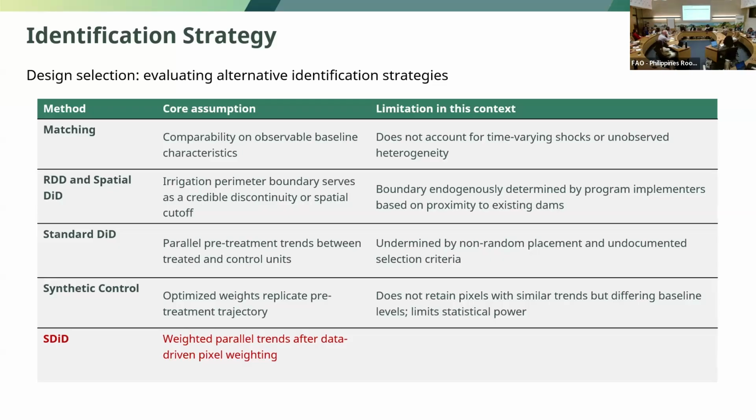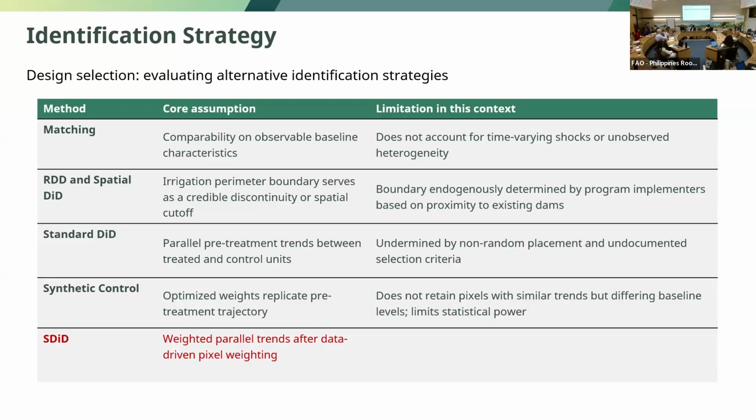that would be an issue. We also considered regression discontinuity and spatial DID. Both designs rely on the irrigation perimeter boundary as a source of identification. But as I mentioned before, that boundary was endogenously determined by program implementers based on proximity to existing dams. It cannot serve as a credible discontinuity or a spatial cutoff. Standard DID requires the parallel trends assumption to hold, and given that the program placement itself was non-random, this assumption is difficult to maintain.